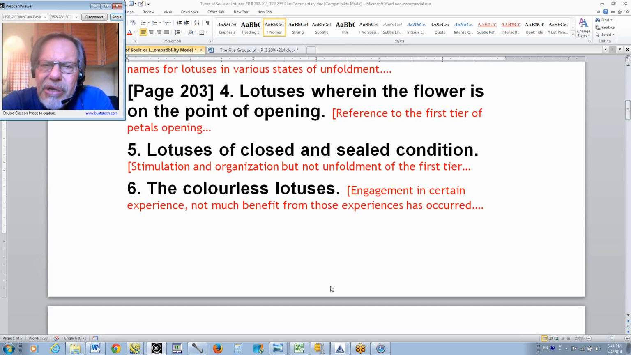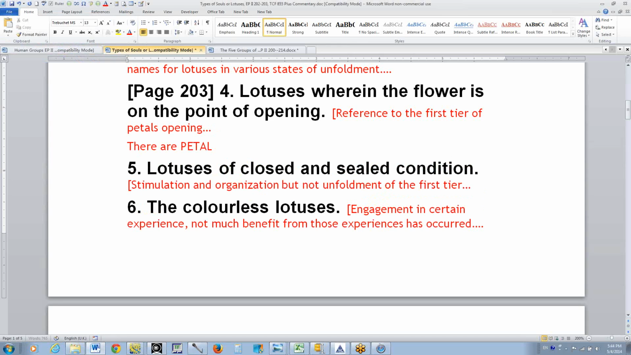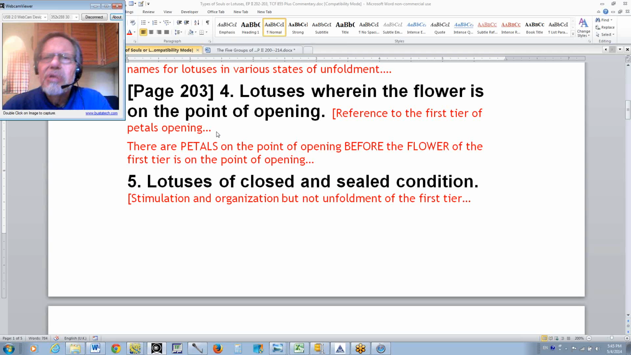So there's plenty of time for stimulation and organization of those petals to go on and for those experiences to be engaged in. But the real benefit in terms of those qualities being able to really show themselves is not yet occurring. Let's just say the flower of the first tier is on the point of opening. So this stage where the first tier is opening up is already quite an achievement, and it signifies mentally a man who can think, though not necessarily be aware of the inner subjective self.